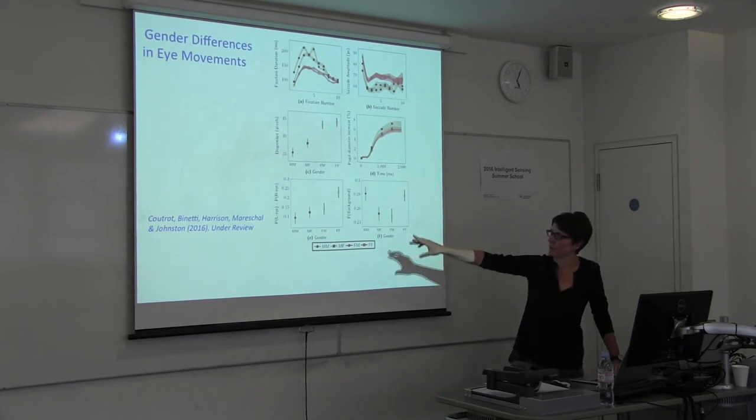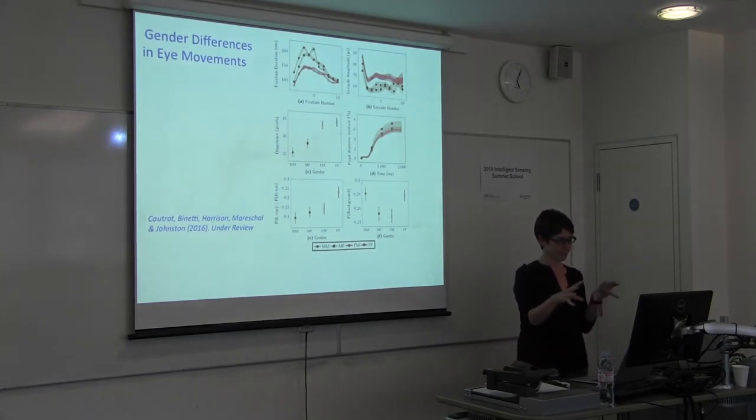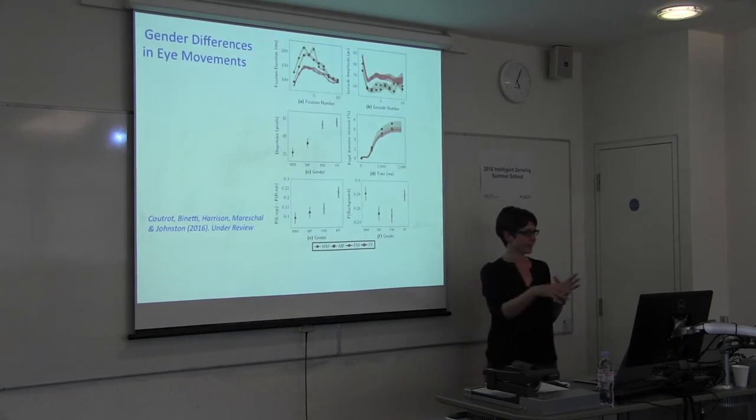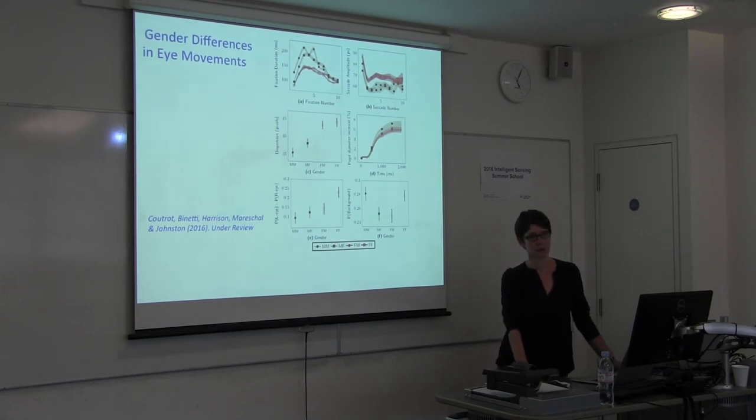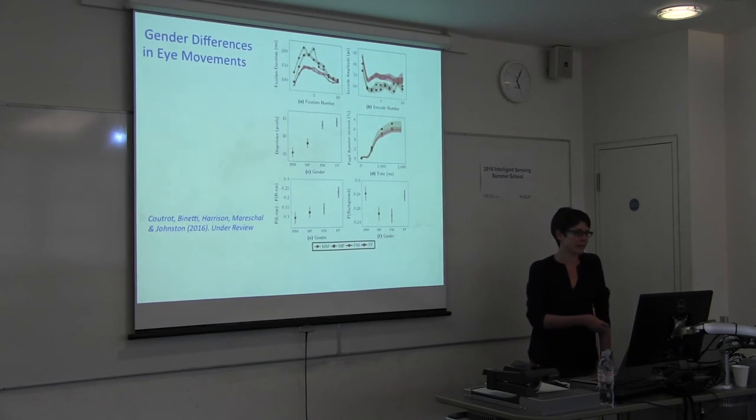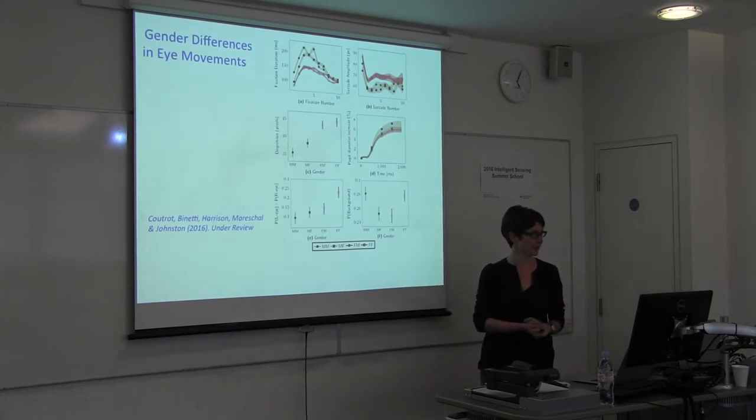Antoine Coutreau, the postdoc who was working on this, developed a classifier to test whether he could distinguish, just based on the eye tracking data, whether it was coming from a man or a woman. With this classifier, he was able to accurately determine whether it was a man or a woman with about 75% accuracy, which again is quite surprising given that there are no generally known gender differences in how people look at faces.